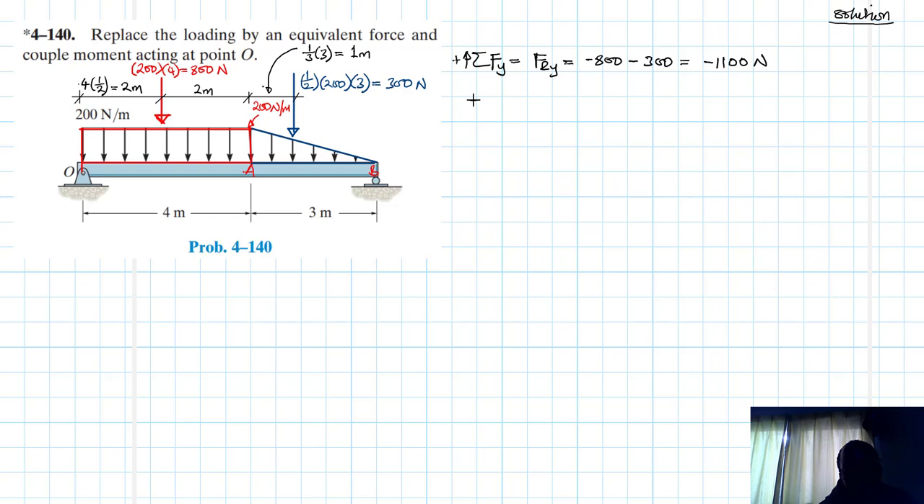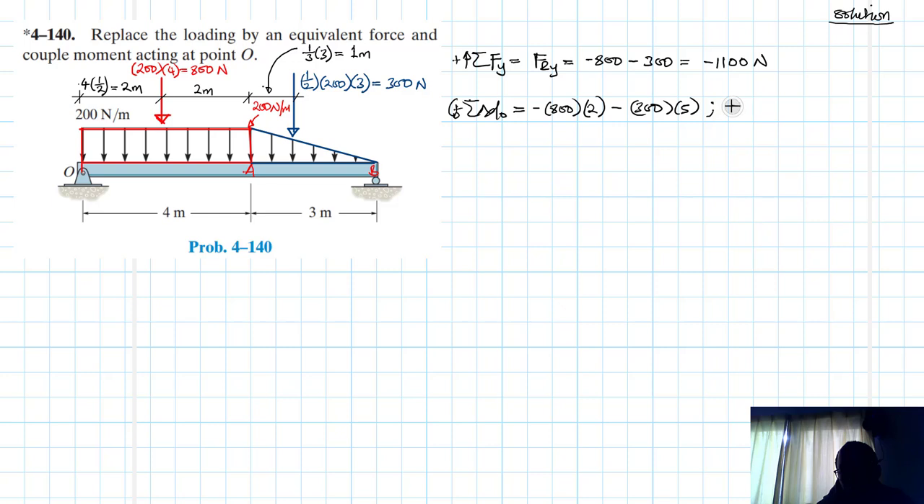Great. And then we'll need to find the summation of moments about point O. With anti-clockwise being our reference, we have a negative moment of 800 by the lever arm, which is 2. And then we have another negative moment, which is 300 by the lever arm. The lever arm is 1 plus 2 is 3, plus 2 is 5.